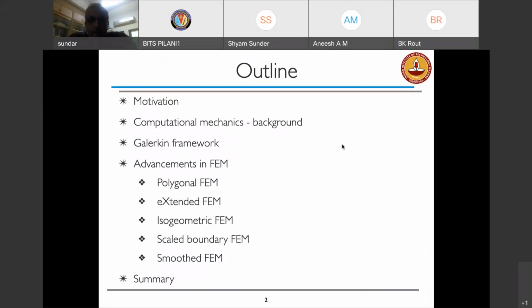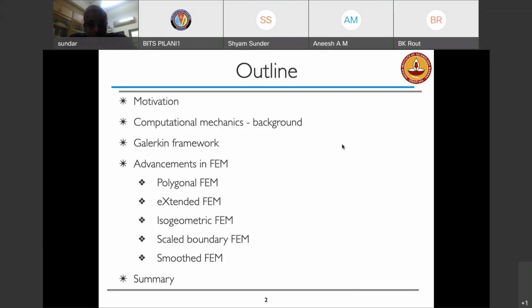So the outline of my talk today is to start with the motivation, give you a quick overview or background on computational mechanics, refresh our idea on the Galerkin framework, talk about some of the difficulties and disadvantages that the conventional finite element method has, and then look at different advancements that people have made to improve the finite element method. Some of the things that I would talk about today are polygonal finite element, extended finite element, isogeometric analysis, scaled boundary finite element method, and smoothed finite element method, and conclude my talk with a very brief summary.